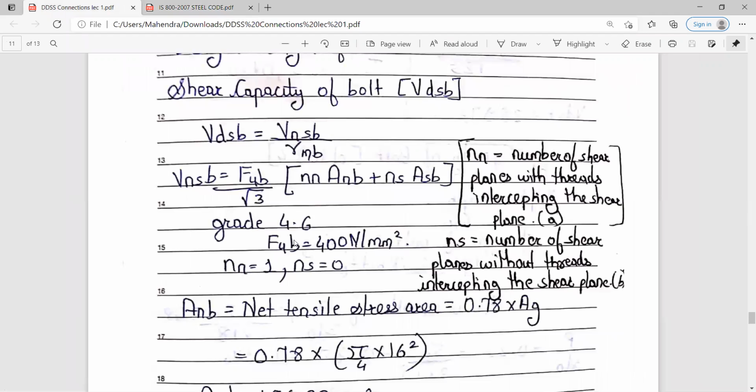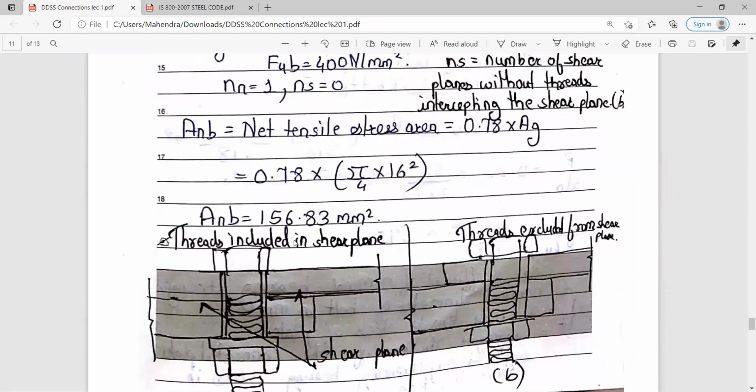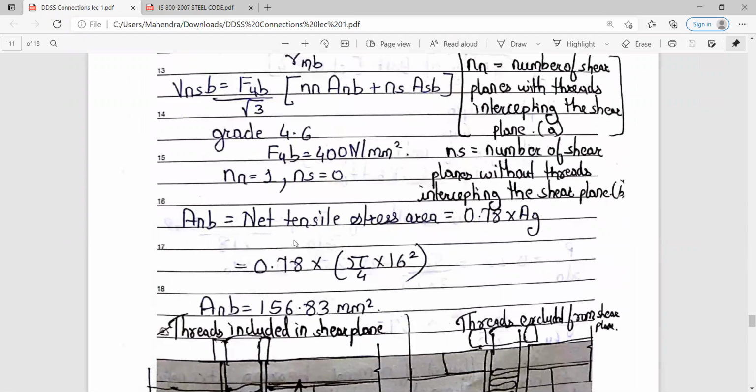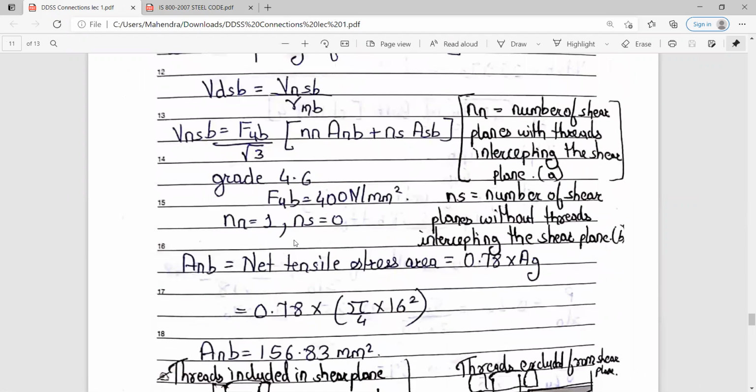Here the value for FU is 400 Newton per mm square. NN will be 1 and NS will be 0. As I have already told you, the value of NN can be 1 or 2, and mostly you will take it as 1. NN is nothing but the number of shear planes with threads intercepting the shear plane, and NS is the number of shear planes without threads intercepting the shear plane. There are no such planes here, so it will be 0.